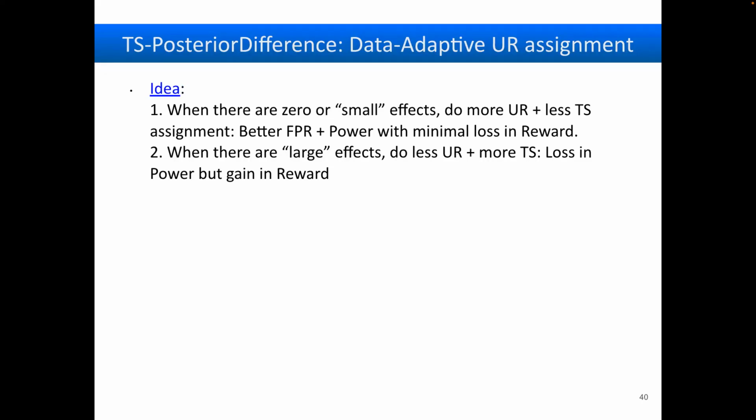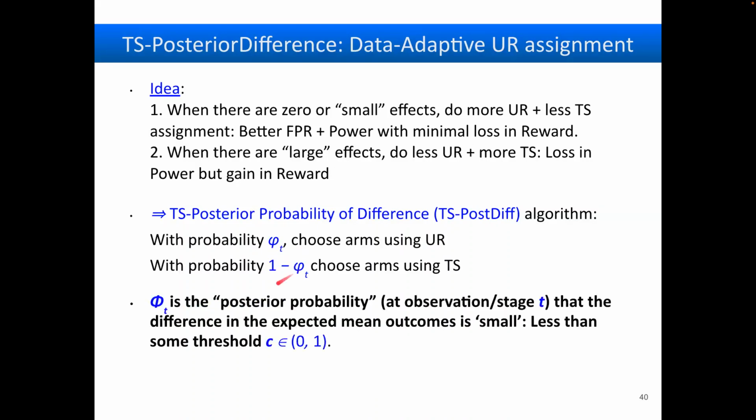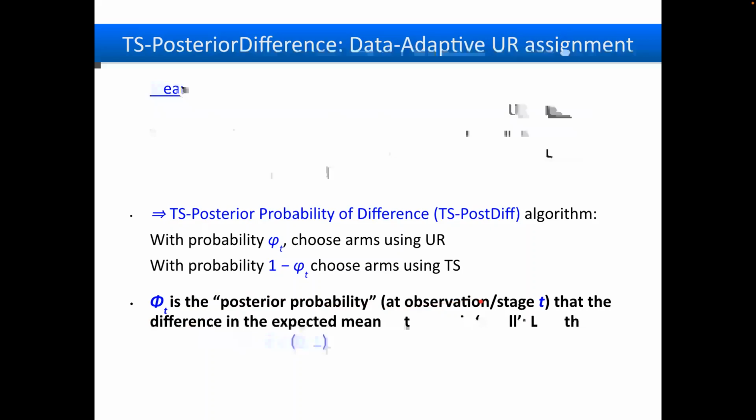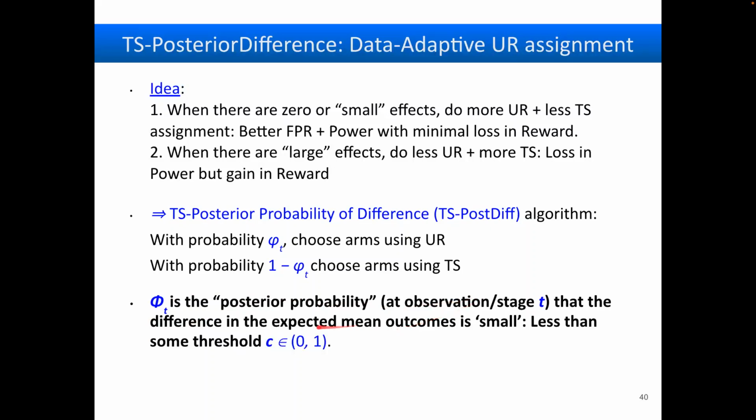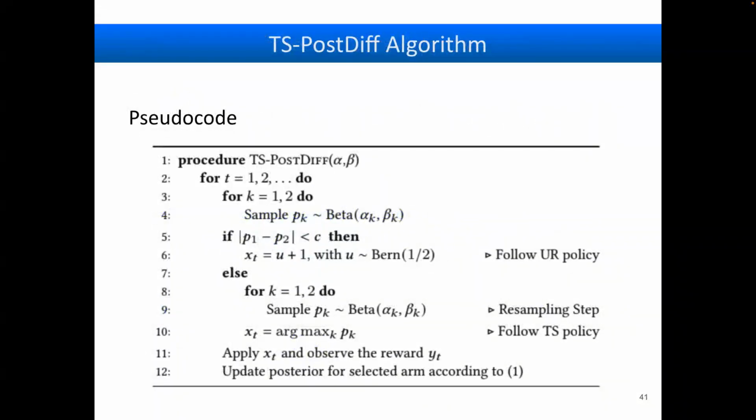So again, Thompson sampling posterior difference: when there are zero or small effects, great, do more uniform random, less Thompson sampling. Better false positive rate and power with minimal loss in reward, so trying to get a trade-off. When there are large effects, do less UR and more Thompson sampling. The idea is, with probability pi_t, choose arms uniform random, and with 1 minus pi_t, choose arms by Thompson sampling. Here pi_t is the posterior probability, at observation time t (participant 50, 80, 100), that the difference in expected mean outcomes is small, less than some threshold. So when the probability of zero or small effects is high, more uniform random, and more Thompson sampling when the probability of large effects is high. And that's the algorithm we can lay out there.